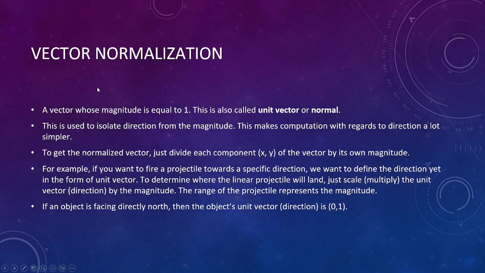Now, this one, quite important in game dev, vector normalization. So a vector whose magnitude is equal to 1 is called a unit vector or a normal. So this is used to isolate direction from the magnitude. So this will make computations with regards to direction a lot simpler. To get a normalized vector, just divide each component of the vector by its own magnitude.